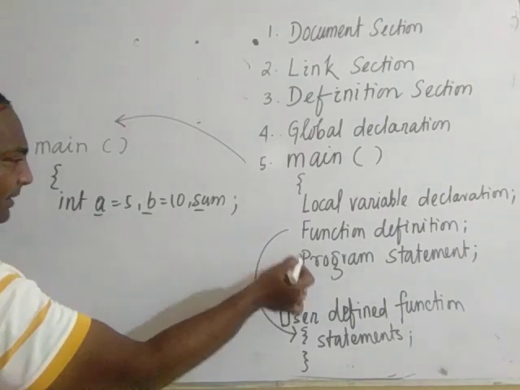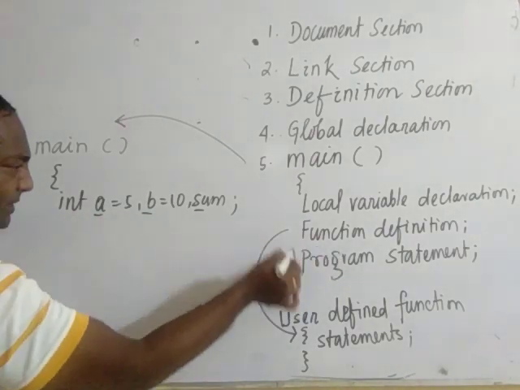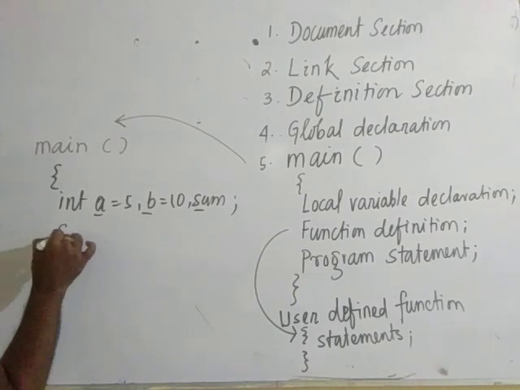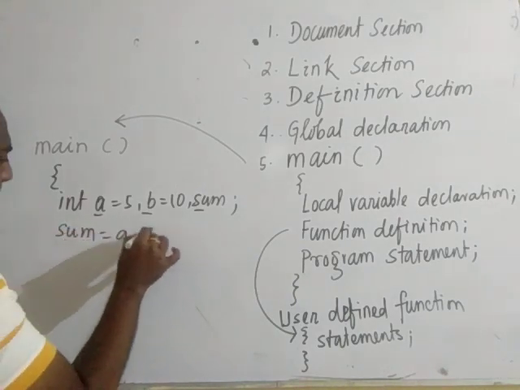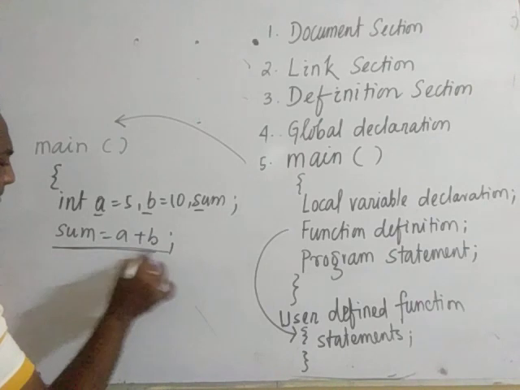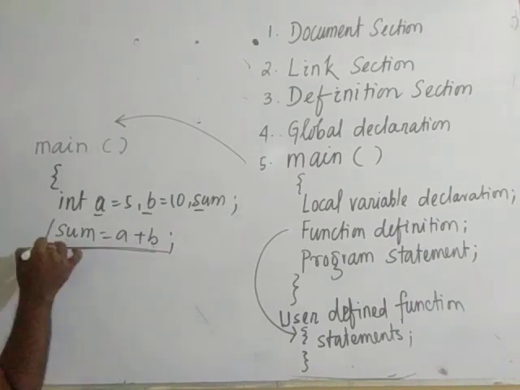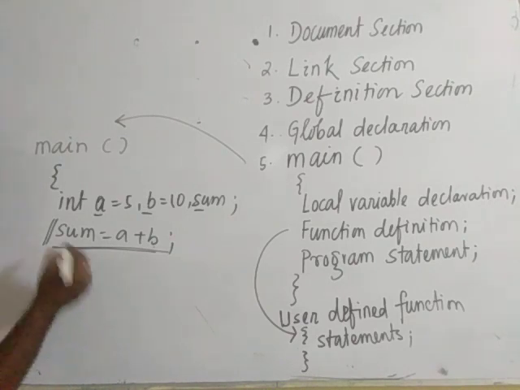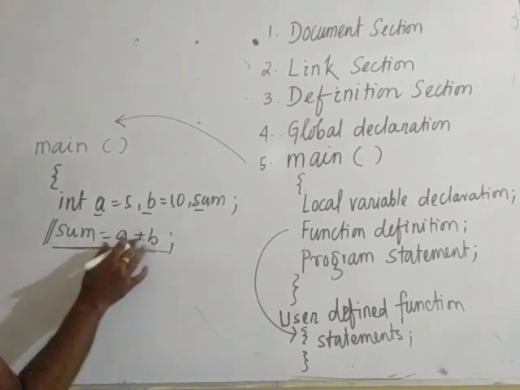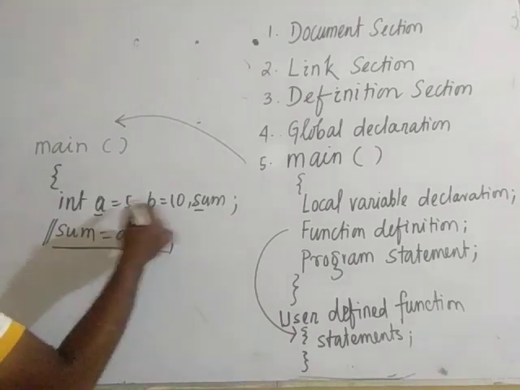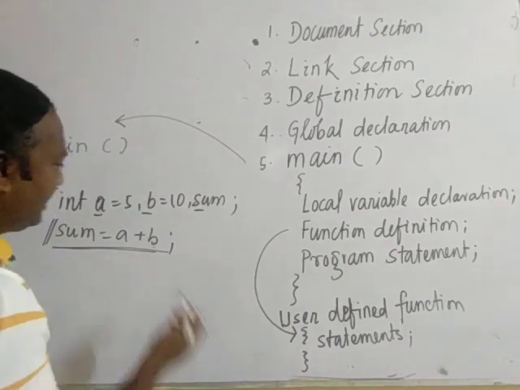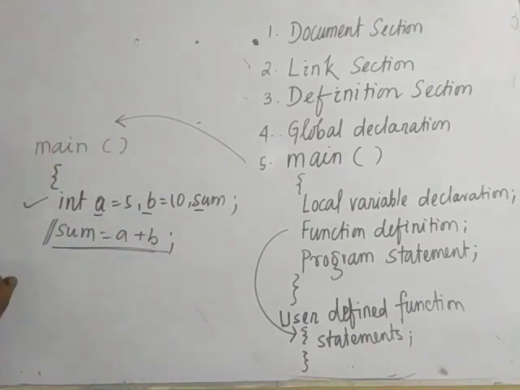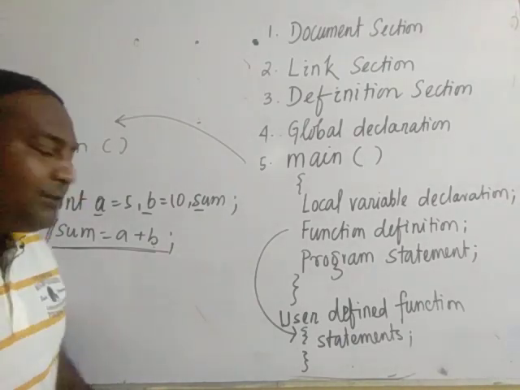Then the program statements. I will write sum is equal to a plus b. This is the summation I have taken, a plus b is equal to sum. So this is the execution of the program. Sum is equal to a plus b, the summation will be done. So it will be 15, and I will give the output as 15. This is the use of variables to perform any program execution. I can also use some user defined functions.